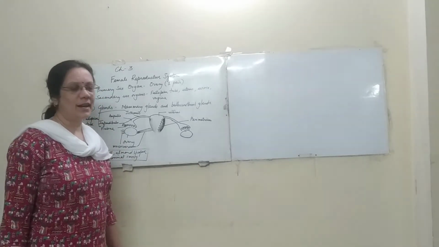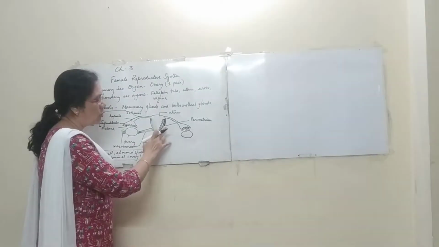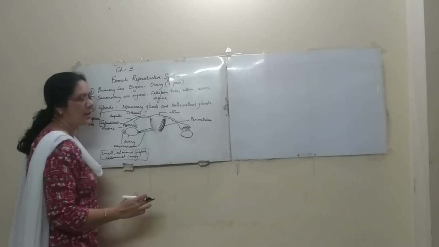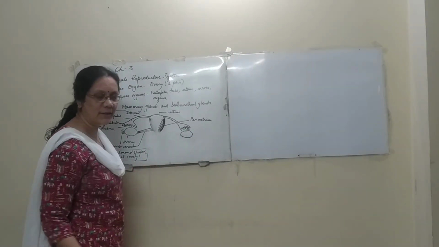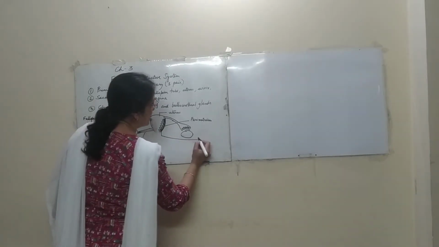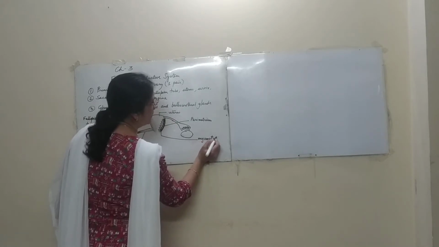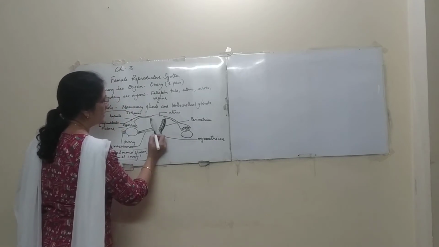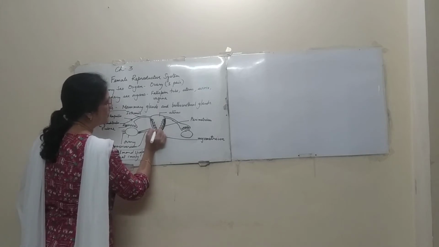Continuing from where we had left, we were discussing the three walls of the uterus. The uterine wall has three layers: the perimetrium, which is made up of connective tissue. Then the second, which is muscular, is known as the myometrium. And the third layer, which is highly vascular, is known as the endometrium.